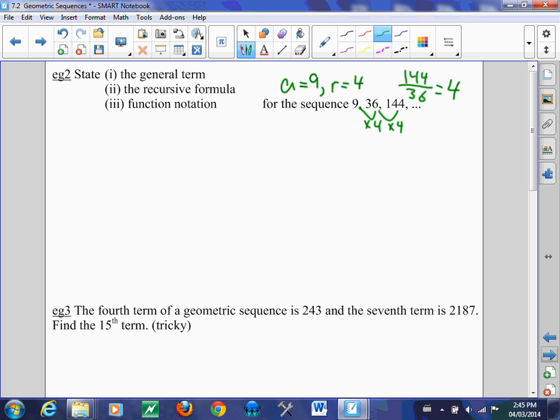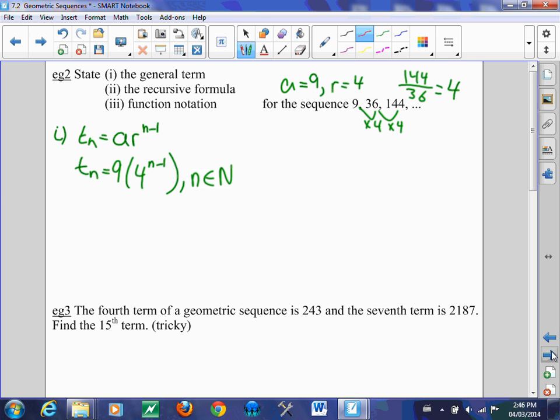All right, so now that we know that information, let's start answering some of these questions. First part, the general term. What do we know the formula for the general term is? T at n equals a times r to the n minus 1. Sub in the information we know. So T at n equals 9 times 4 to the n minus 1. Don't forget to state that n belongs to the set of natural numbers, because it's a restriction. Any questions on that?